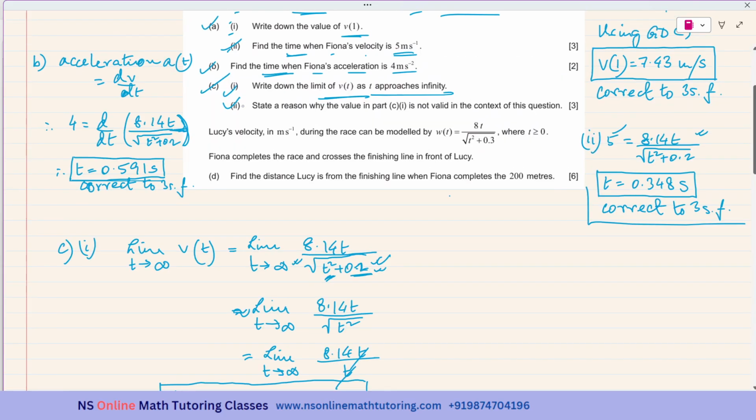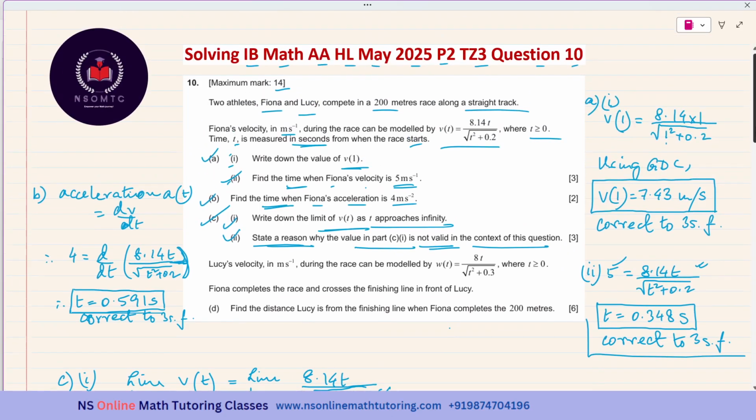Okay. So I state a reason why the value in part CI is not valid in the context of this question. Now you may give, there are actually more than one reason, but we are supposed to give only one of them. The very first reason that is coming to my mind is t tends to infinity, and this is a race. So the time is a finite time. It is not an infinite time. A race does not complete, it completes. So the time is fixed. It is limited. It is not unlimited. It is not moving up to infinity.